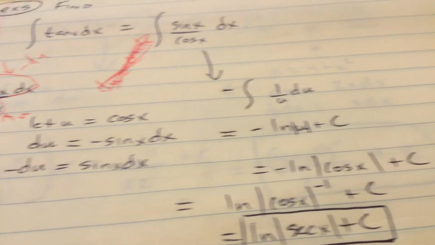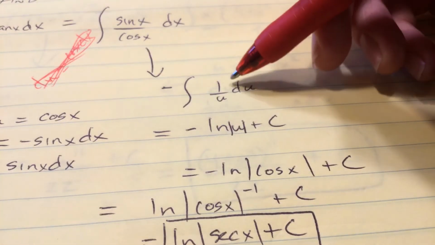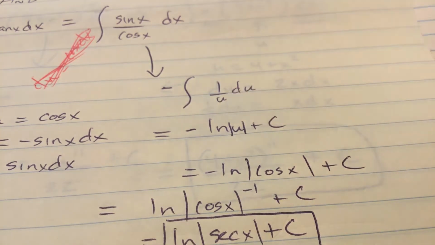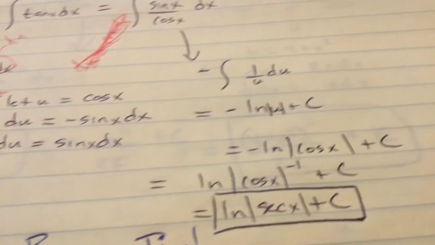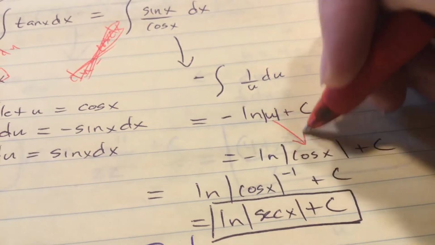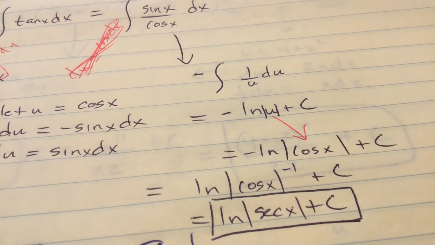So here I'm going to put that negative on the outside. Du would be up top, so it's like 1 over u. All right, I can take the antiderivative of that. The antiderivative of 1 over u is natural log of u plus c. We don't have any bounds. And then lastly, I plug in what cosine is.